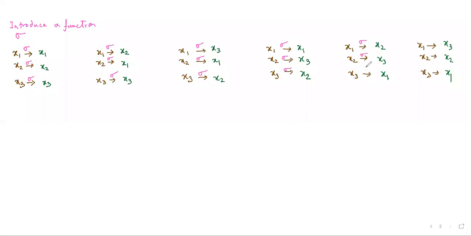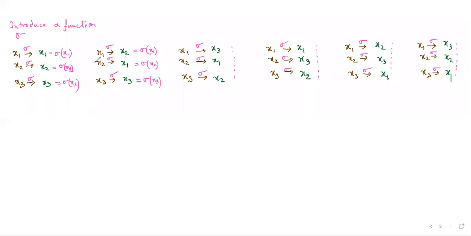I can say that this change is being made with respect to the function that I have defined, which is called sigma. Or you can say that this x1 is the image of x1 under sigma. This is the image of x1 under sigma. This is the image of x2 under sigma. This is the image of x3 under sigma, and so on. You just fill it up. So we can look at all these elements on the right hand side as images under sigma.